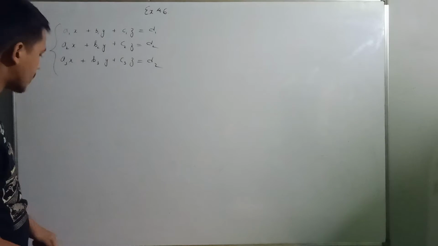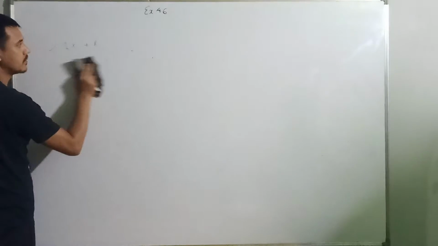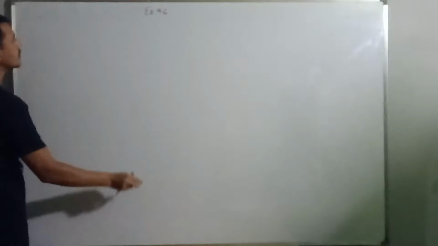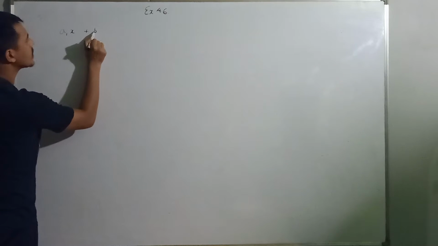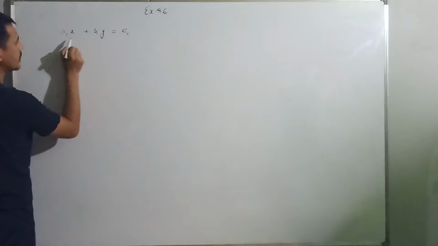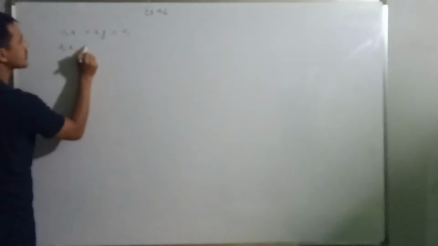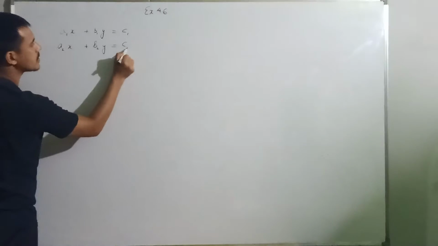Okay, you can go for a simpler one. Shall we go for the simpler one first? We'll go for the simpler one. a1x plus b1y is equal to c1. a2x plus b2y is equal to c2. So consider this system of equations.